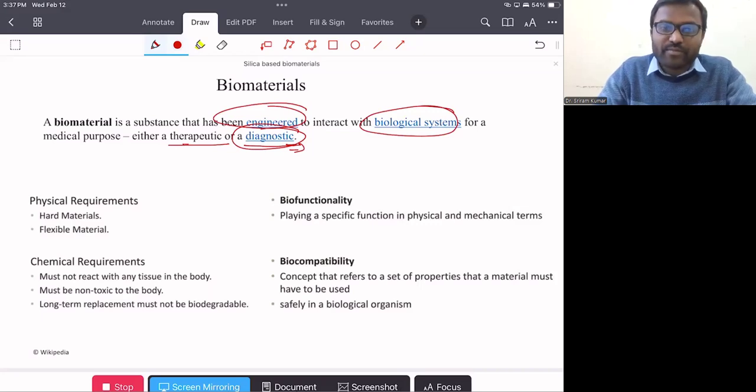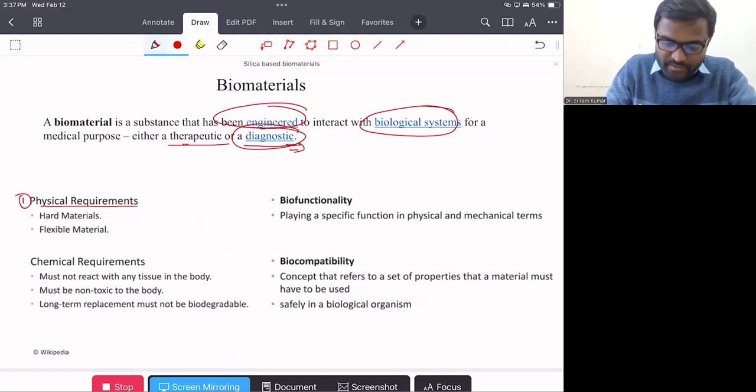When we think about biomaterials, they have at least four key parameters. The first parameter is the physical requirement. When you think about biomaterials for use in a dental implant, bone, or drug delivery, we will have different requirements in terms of the physical state or the mechanical properties of the materials.